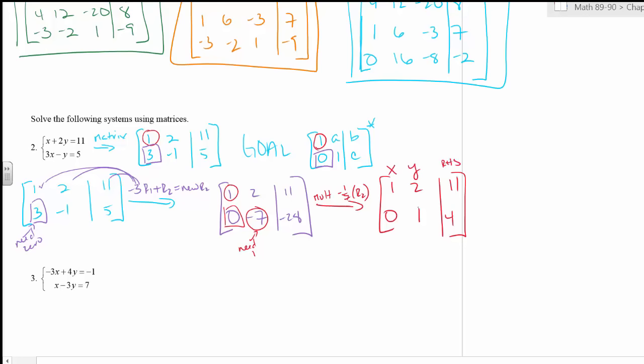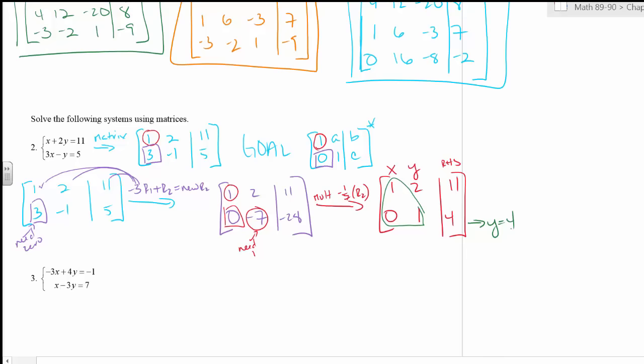So we hit our goal, right? We've got the diagonal that we wanted. So we know if we were to put this back into equation form, this row tells us right here 0x plus 1y equals 4, or basically y equals 4. You know the value of y.